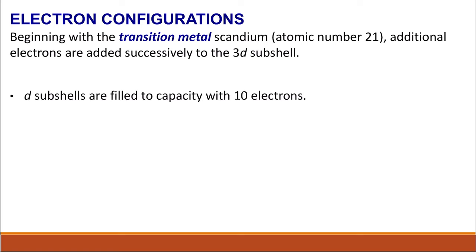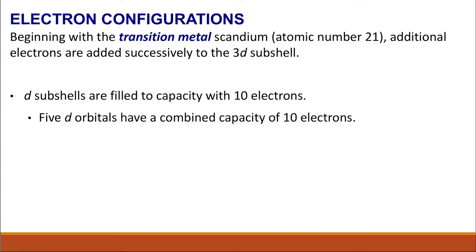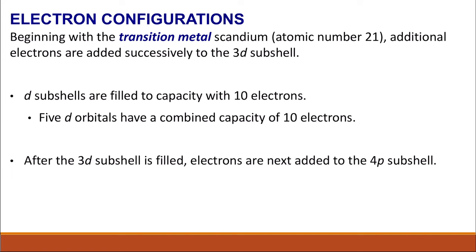The d subshells are filled with a capacity of 10 electrons because they have 5 different orbitals. But remember that the 4s subshell has lower energy than the 3d. So this is filled first, and then the 3d is filled, and then after that the 4p will be filled.